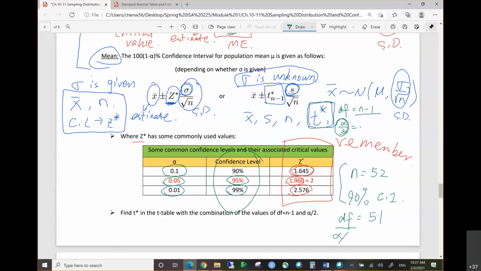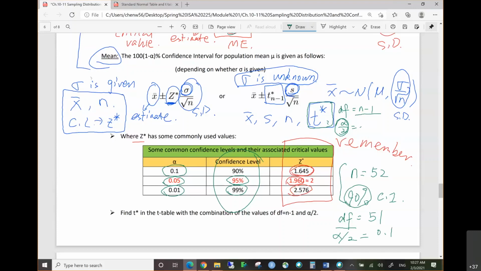What is alpha over 2? Let's say, Nico, what is alpha over 2? 0.05. 0.05, is that right? Yes, right. So we want a 90% confidence interval. That means our alpha will be 0.1, right? 10%, which is 0.1.